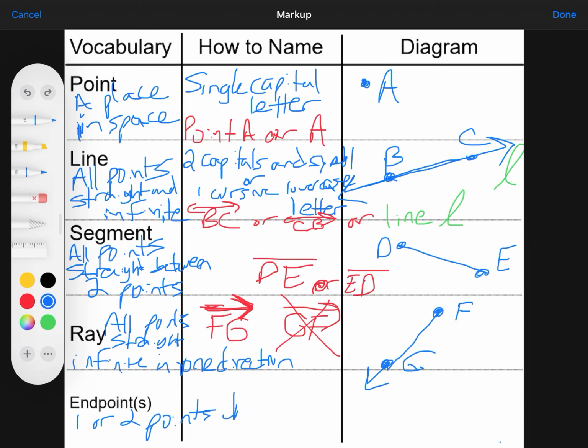Excuse my handwriting, I'll try again. Where a segment or array does not continue. Because with segments or arrays, they end, versus with lines, they go on and on forever in both directions no matter what.